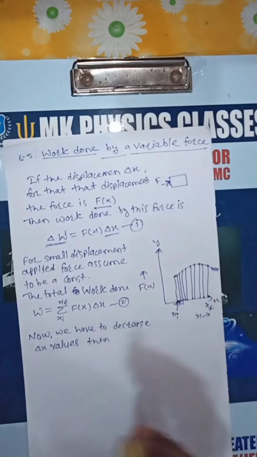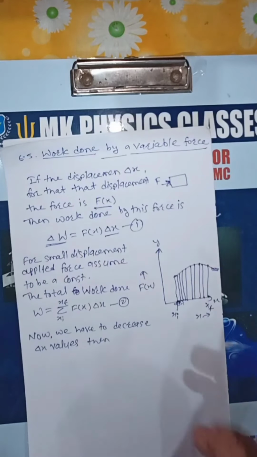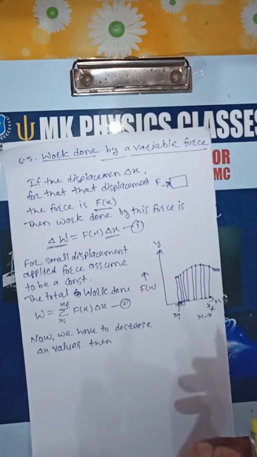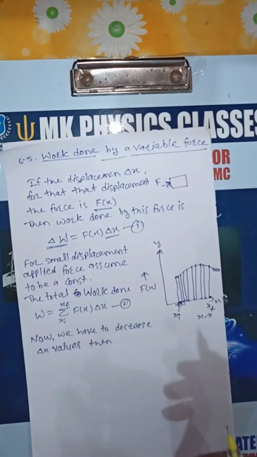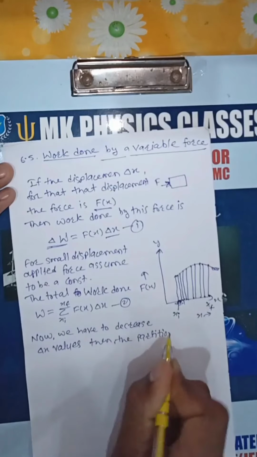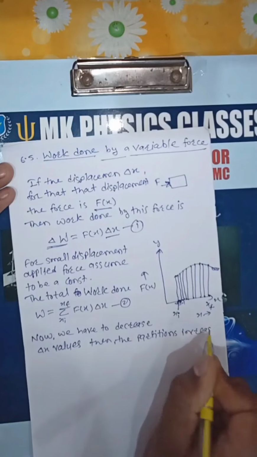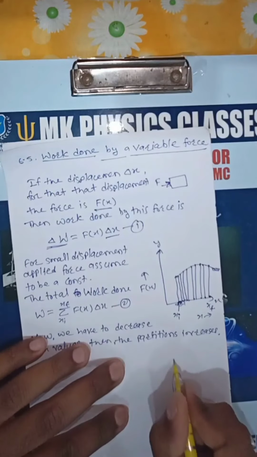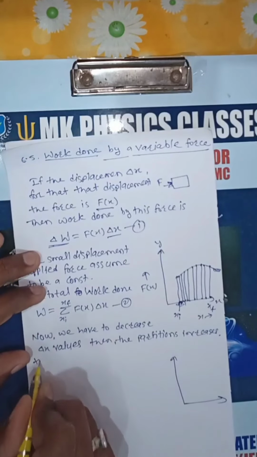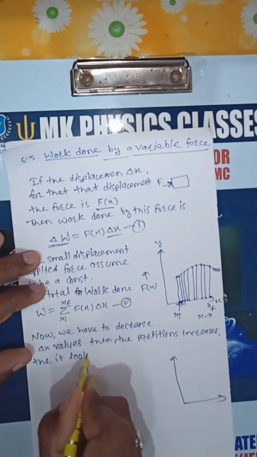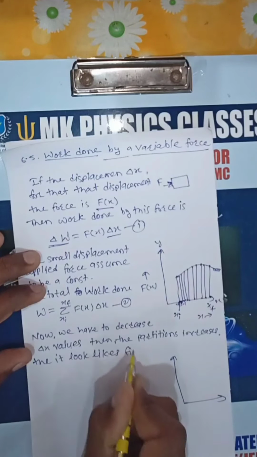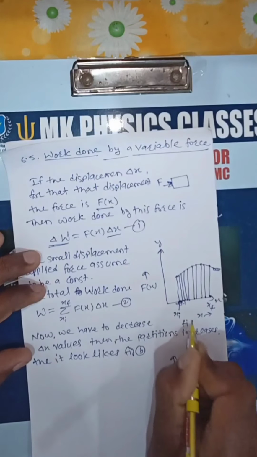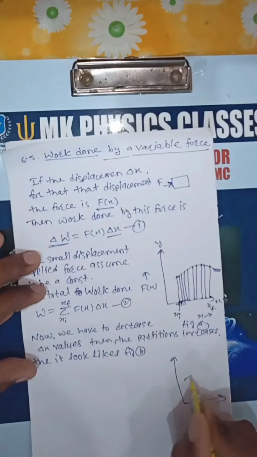If you have decreased the delta x value, meaning your delta x value is small, the partitions increase. Then it looks like figure B. Now this is figure A, and now it looks like figure B.